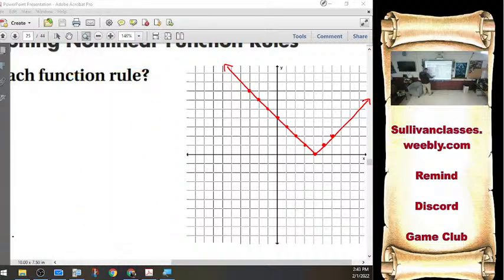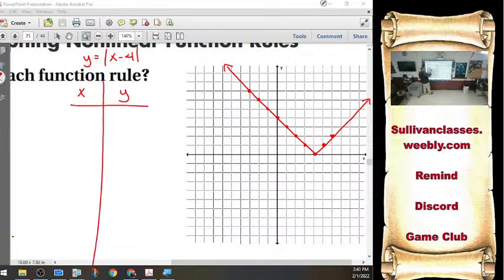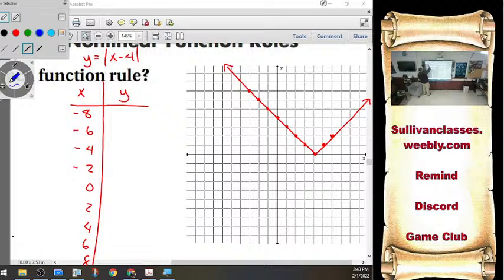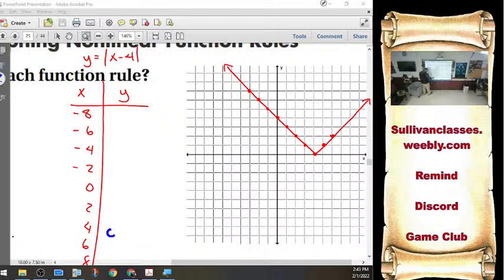Instead of this entire table going by ones, maybe instead I say x and y and I'm going to go maybe -8, -6, -4, -2, 0, 2, 4, 6, 8, and see if I can see a little more to it. And I get 0, 2, 4. Okay.